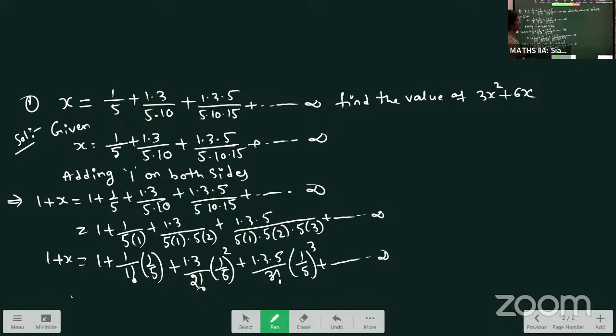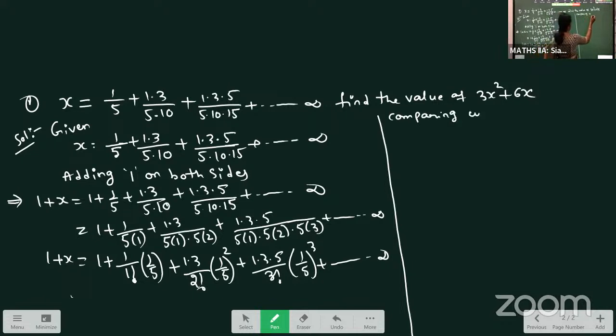In this step we have to compare with the formula. It is a positive series, all are plus signs only. So comparing with the second formula which I gave, (1 minus x) whole to the power minus p by q. This can be written as 1 plus p by 1 factorial plus p into (p plus q) by 2 factorial plus so on.